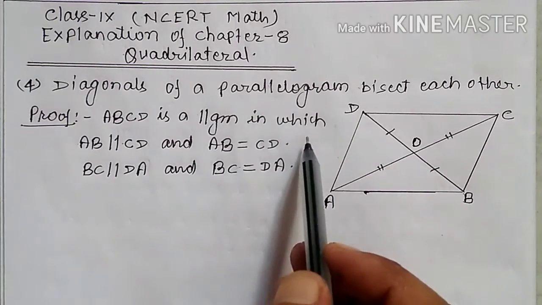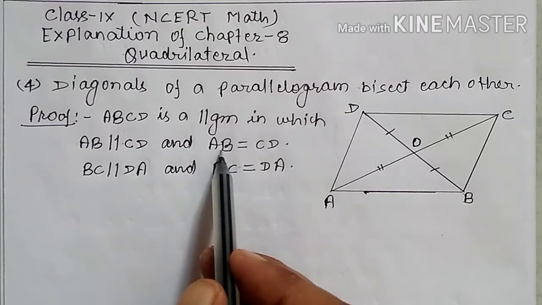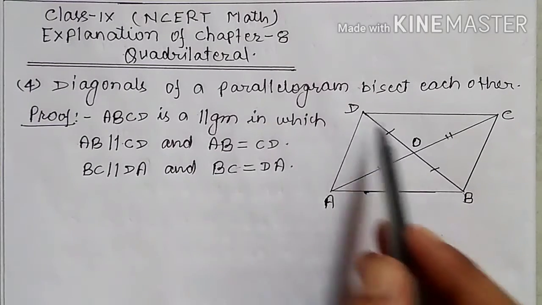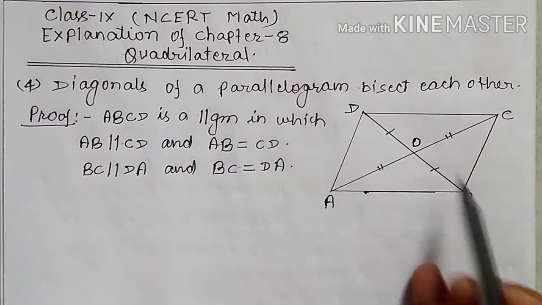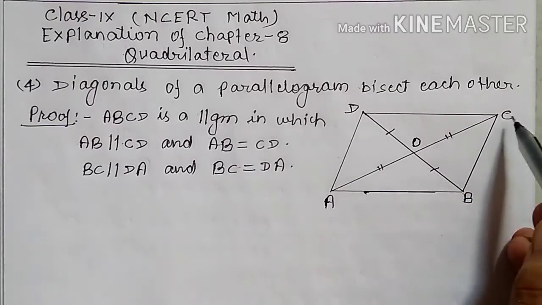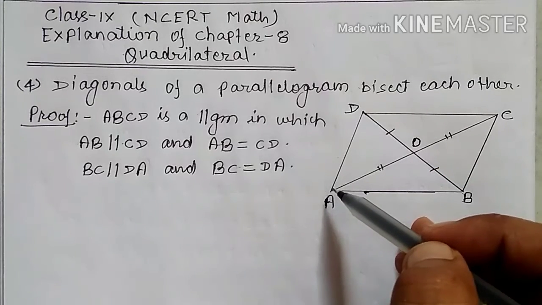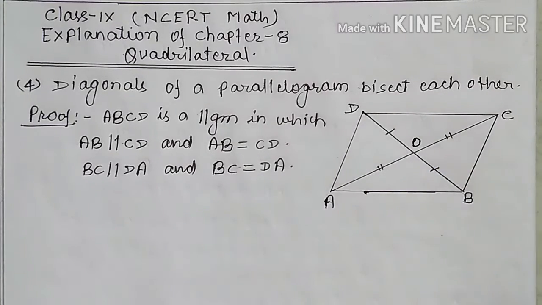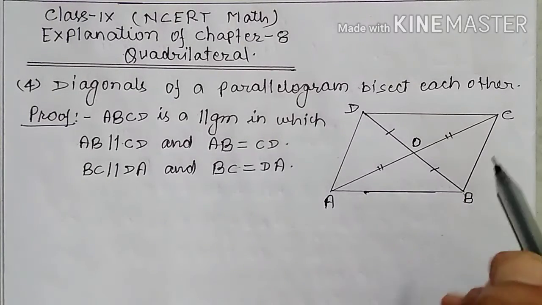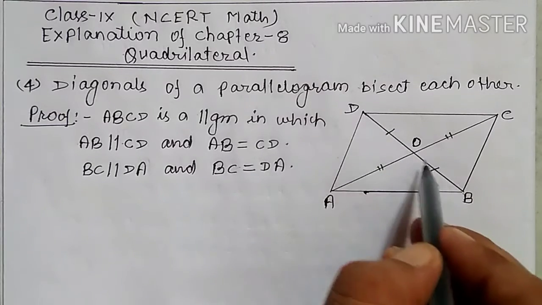ABCD is a parallelogram in which AB is parallel to CD and AD is equal to BC. This line is parallel to this line and this line is also equal to this line. It is given. Why is it given? Because it is a parallelogram. So opposite sides of the parallelogram are parallel and equal. Now we have to prove that OA is equal to OC, OD is equal to OB.